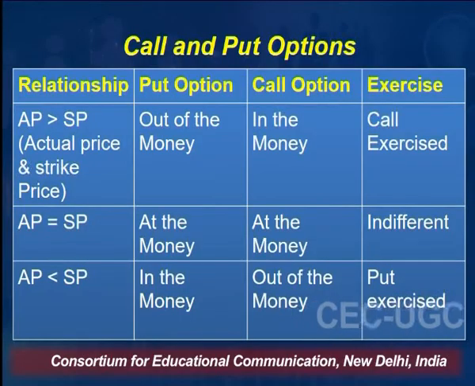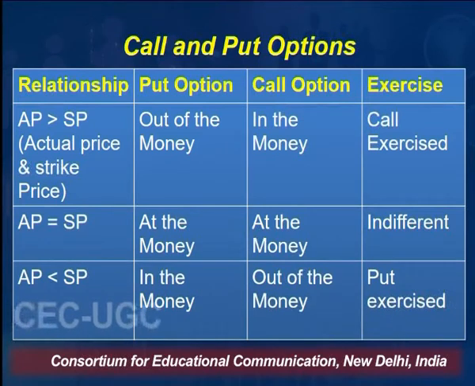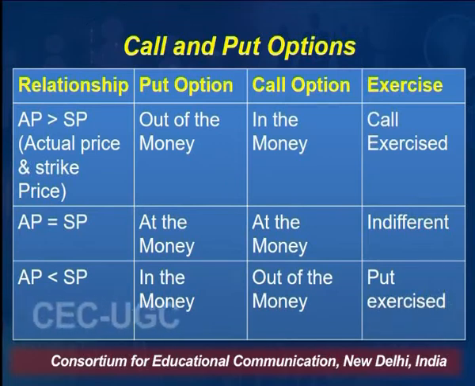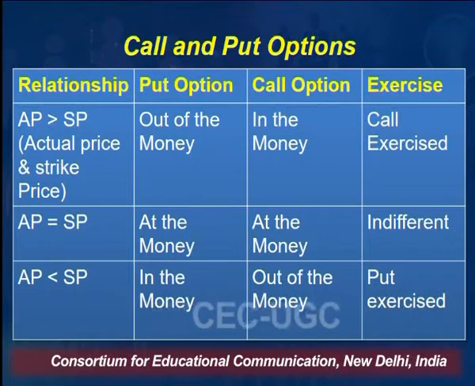So this is the call and put option relationship we have shown with the help of a table. Call option in the money: the actual price is greater than the strike price. So in the case of put option, an out of the money situation will be there. In the call option, in the money, the call will be exercised. If the actual price is equivalent to the strike price, the put option will be at the money, and in the case of call option, also at the money. Indifferent. So this is basically the same thing which I discussed.